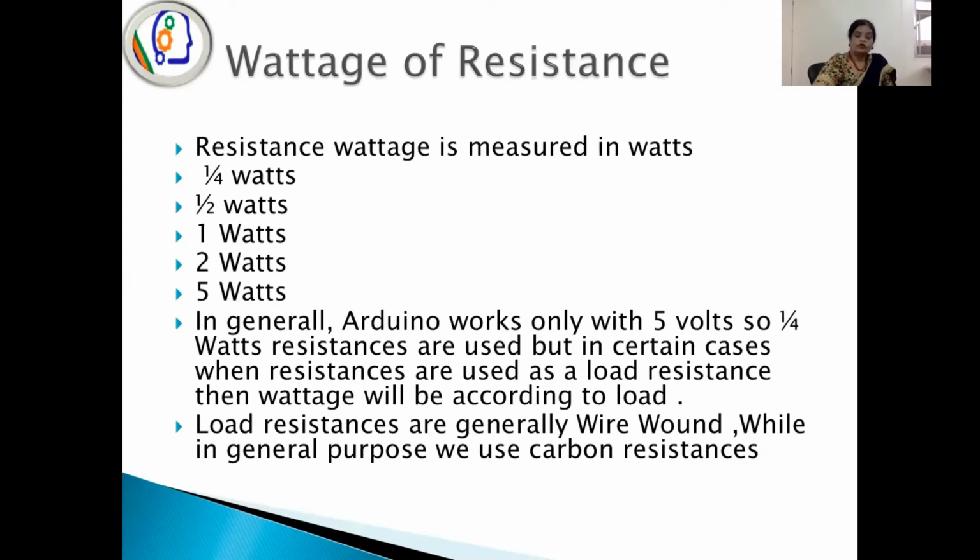So what is the wattage of the resistance? Resistance wattage is also important. Generally the resistance we use with the 5-volt supply for the Arduino is a quarter watt resistance, whereas where the resistance is low, the wattage will be very high. So resistance wattage is quarter watt, half watt, 1 watt, 2 watt, 5 watt and so on.